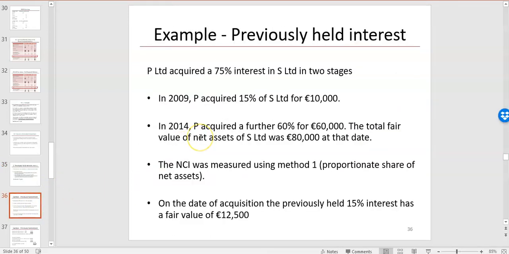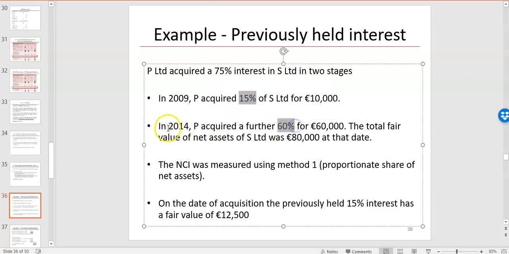So for example here, P acquired a 3/4 interest in S in 2 stages. Back in 2009, they acquired 15%, like a strategic simple investment, for 10,000. And then 5 years later, they acquired another 60%. So now they own 75%. So in 2014, at this date, you have acquired a subsidiary. That is the date of control. And you're told the fair value of net assets at the date of acquisition was 80,000, so you will use that for your goodwill calculation. What we're interested in now is, well, we know how much we paid for the 60%, 60,000.